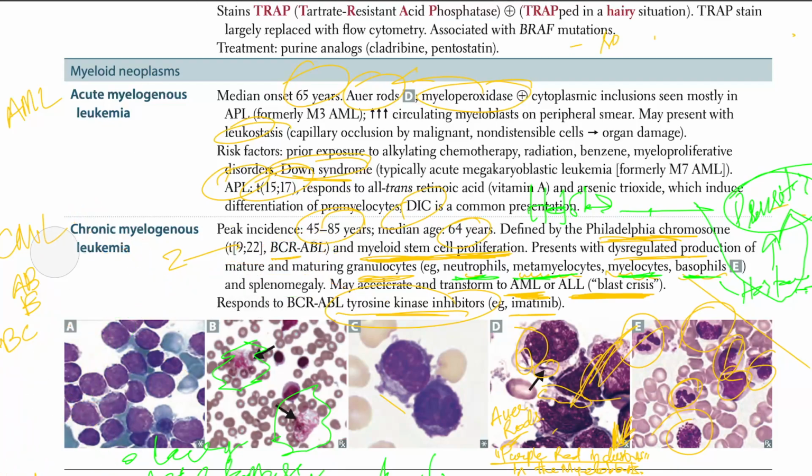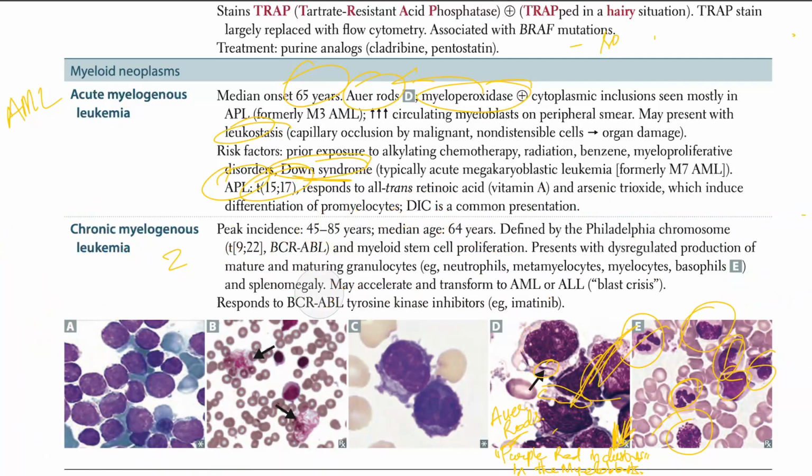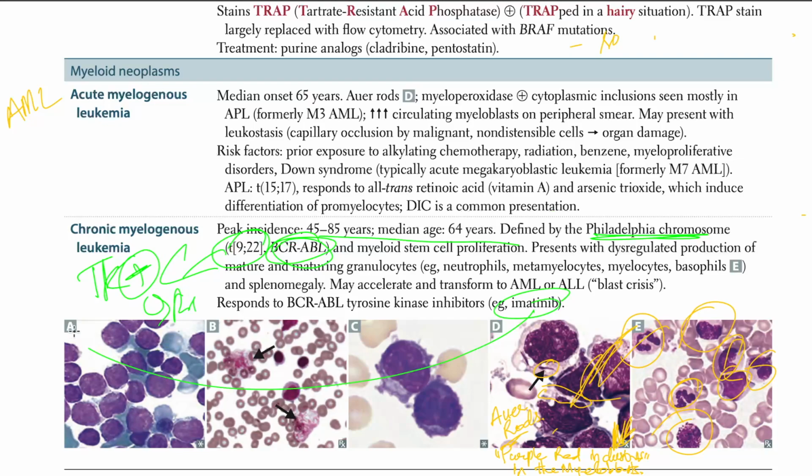So that's pretty much all you have for CML. This is very important: Philadelphia chromosome, any age. This is the Philadelphia chromosome, which is a tyrosine kinase. Now, this fusion leads to tyrosine kinase stimulation that leads to proliferation. Imatinib inhibits the tyrosine kinase, and you're good to go. So that's pretty much all we have for the CML.